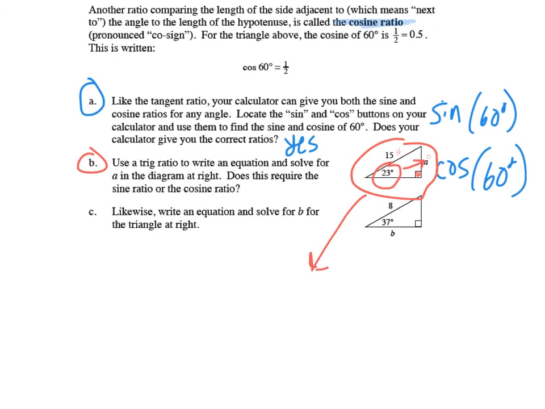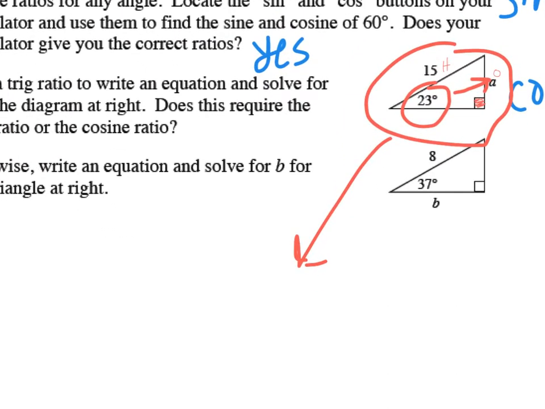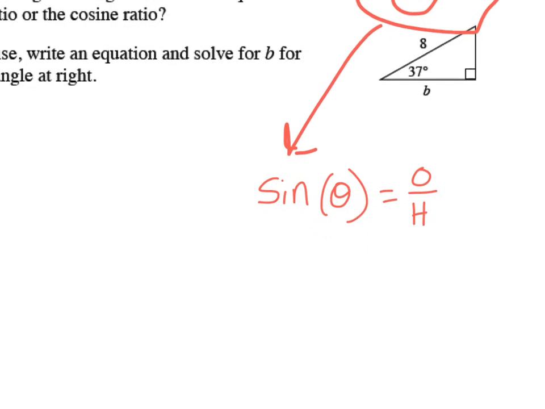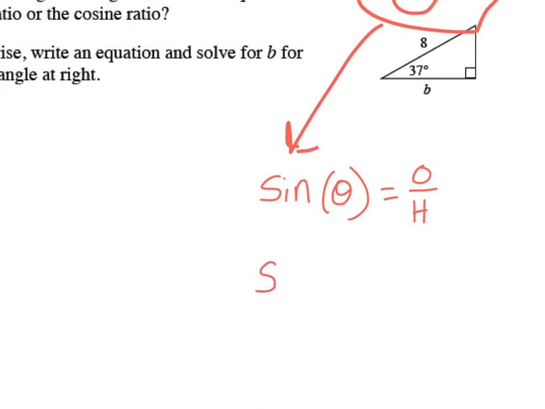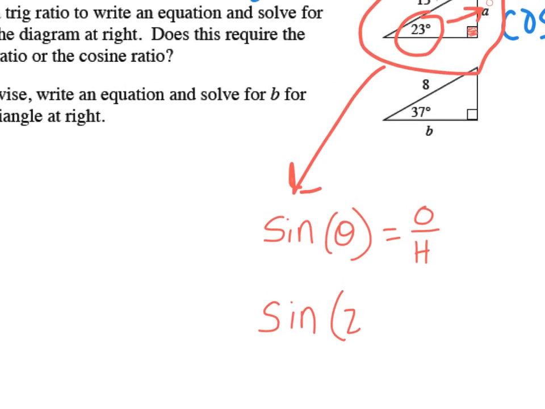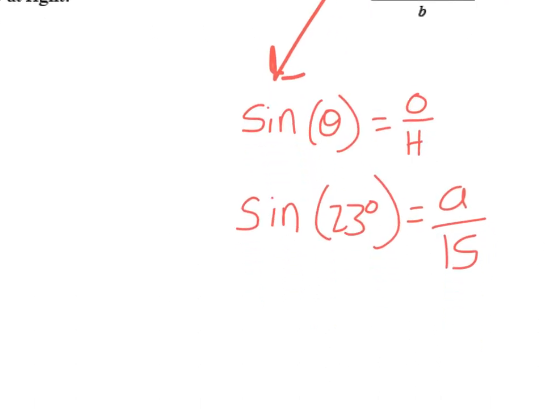So when I set up an equation to solve, what I'm going to say is that the sine of a certain angle is equal to the opposite leg divided by the hypotenuse. This looks somewhat similar to the tangent ratios that we've done before, but now we're using this ratio called sine, and so we say the sine of 23 degrees is equal to the leg that is opposite that, which I'm going to call A, as it is in the diagram, divided by the hypotenuse, which is 15.